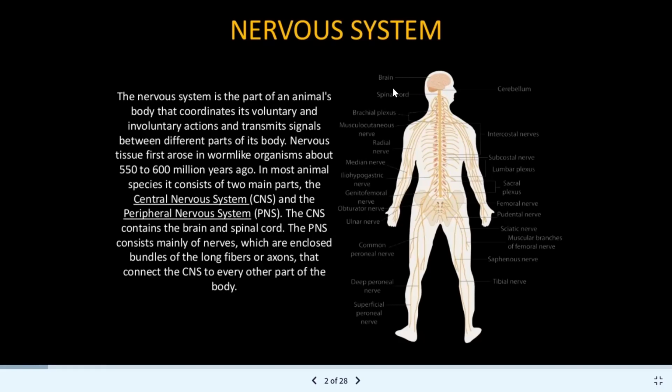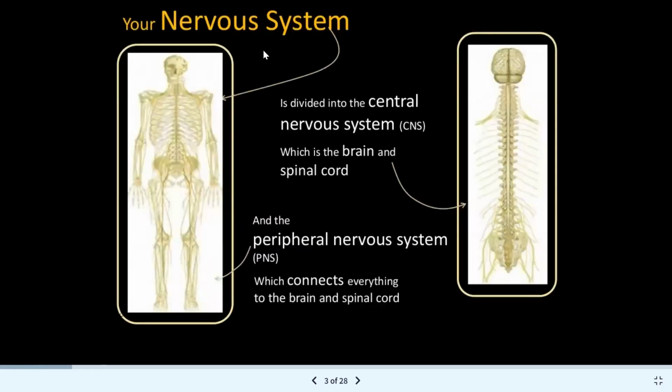So it is the figure, and I think it is the representation. This is the brain, this is the spinal cord, this is the brachial plexus, this is the musculocutaneous nerve, this is the radial nerve, the median nerve. So there are lots of nerves, you can see here. The next slide indicates that the nervous system is divided, the central nervous system or CNS, which is the brain and spinal cord.